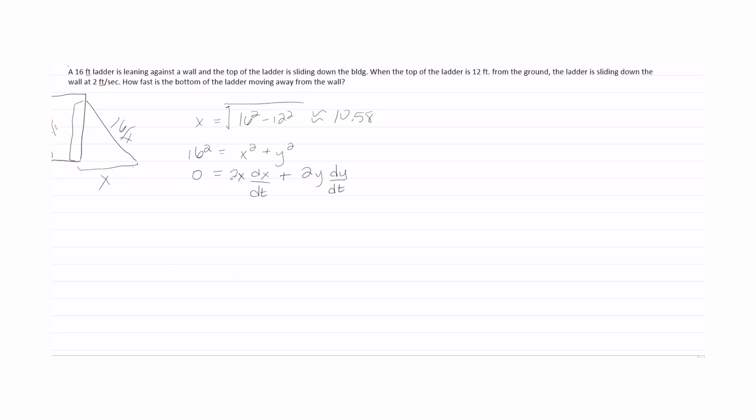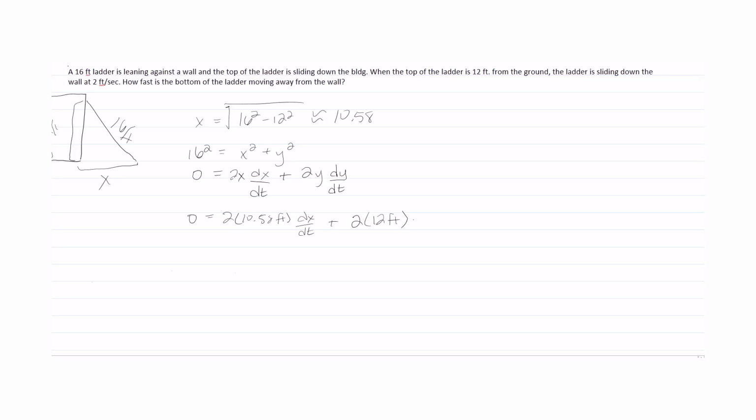So how far is the bottom of the ladder sliding away from the top of the building with time? All right, so we're looking for how fast x is moving. So we're going to plug in the information that we know so far. So we know that 0 is equal to 2. We know that x right now is a distance of 10.58 feet dx dt plus 2. We know that y right now is a distance of 12 feet. So we can just go ahead and plug in right there.